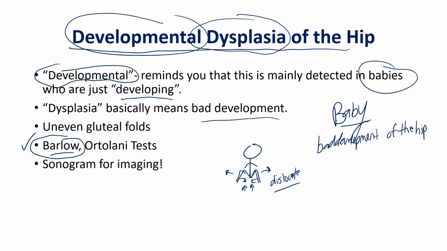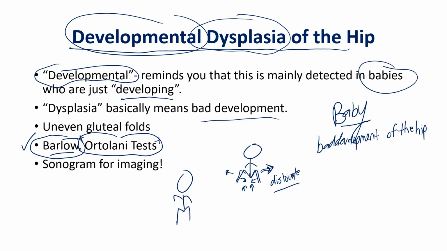Then what you do is you go back the opposite way, so you abduct back again, back this way, and you push back outwards and you can pop the hip back in. That's the Ortolani test positive. So these two tests are usually going to be positive in cases where a child would probably have developmental dysplasia of the hip.